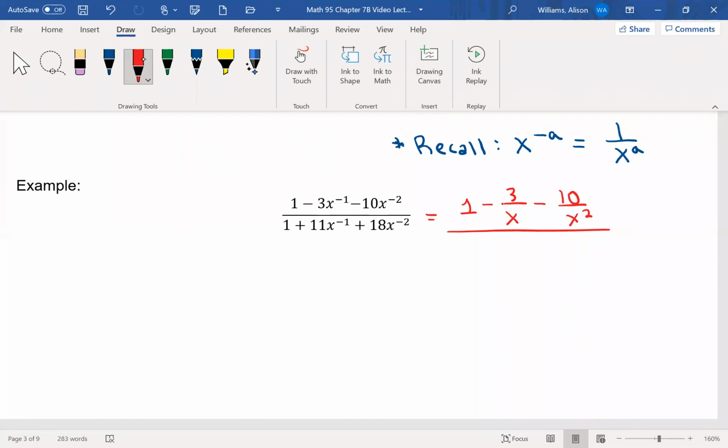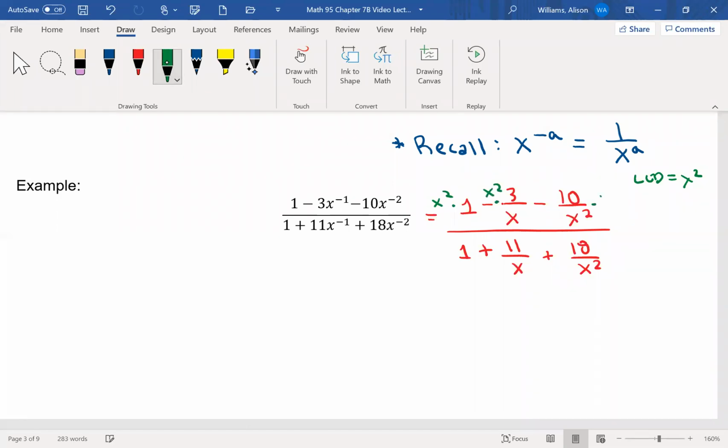The bottom here is going to be a 1 plus, okay, so that's going to be 11 over x to the 1, which I'm just writing as an x, plus 18 over x squared. Okay, so there we go. Now it looks like the complex fractions we had before. Again, I'm going to find the LCD, which is going to be x squared. And I'm going to multiply each term by x squared.